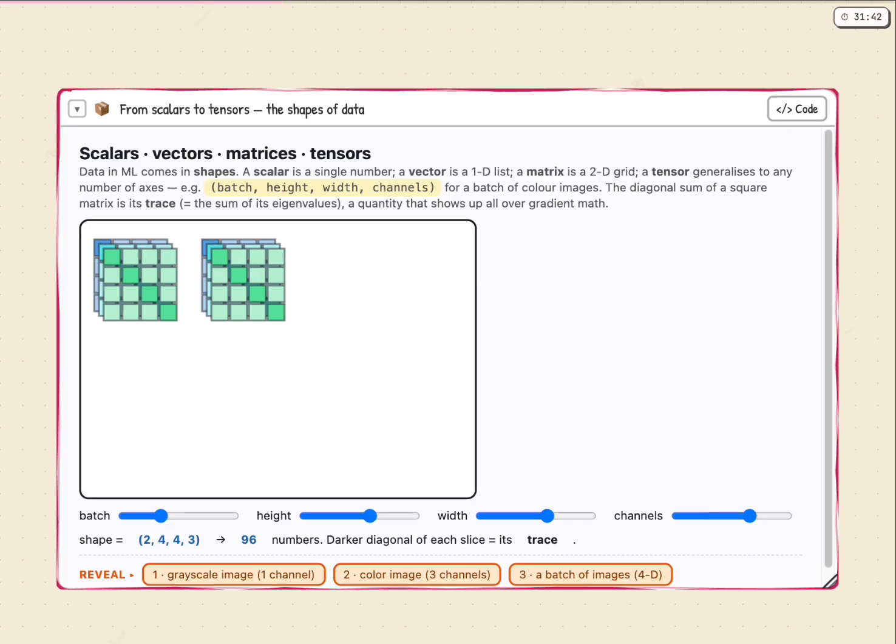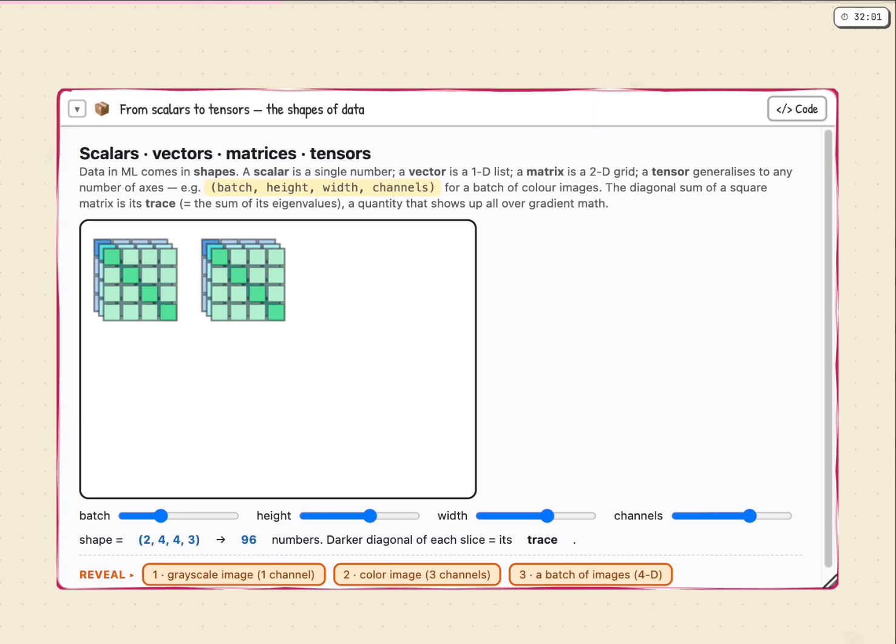And the general version, with any number of dimensions you like, is called a tensor. That's the tensor in TensorFlow. Why do we need more than two dimensions? Watch. A single color image already needs three dimensions: height, width, and color channels, red, green, blue.